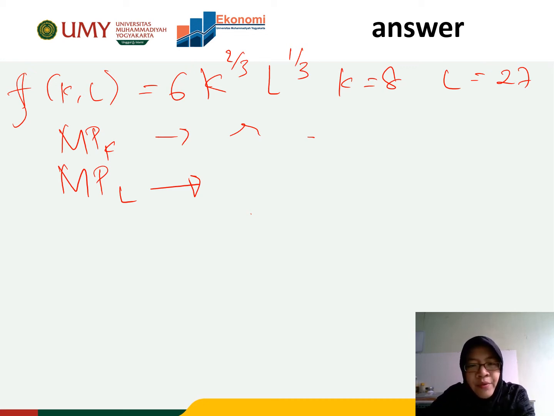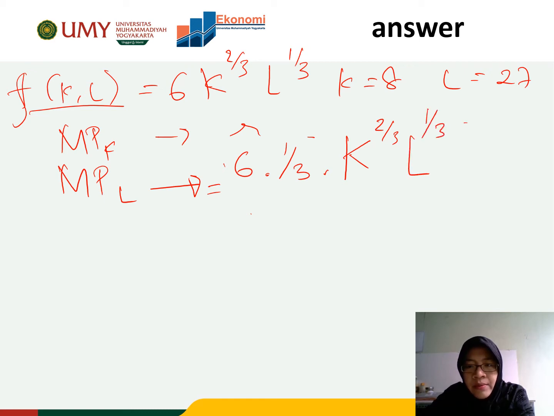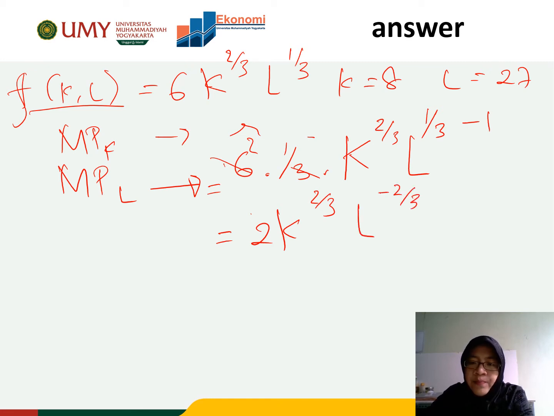We have to differentiate this with respect to L. We have 6 times 1/3, K^(2/3), L^(1/3 minus 1). So this one will be 2K^(2/3) L^(-2/3). This is the marginal product of L.